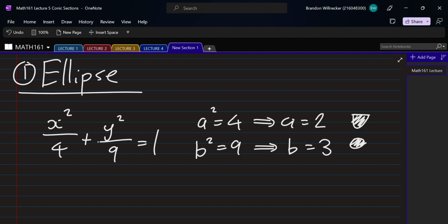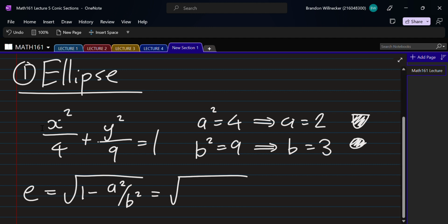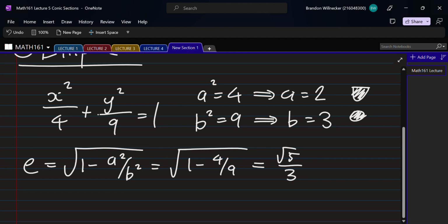The first thing that we want to find are the foci of the ellipse. We did briefly go over that in the previous lecture. The first thing that we need to calculate is the eccentricity. So e is the square root of 1 minus a squared over b squared. That's going to be the square root of 1 minus 4 over 9, and that will be root 5 over 3. That's just simplifying what's under the root there.